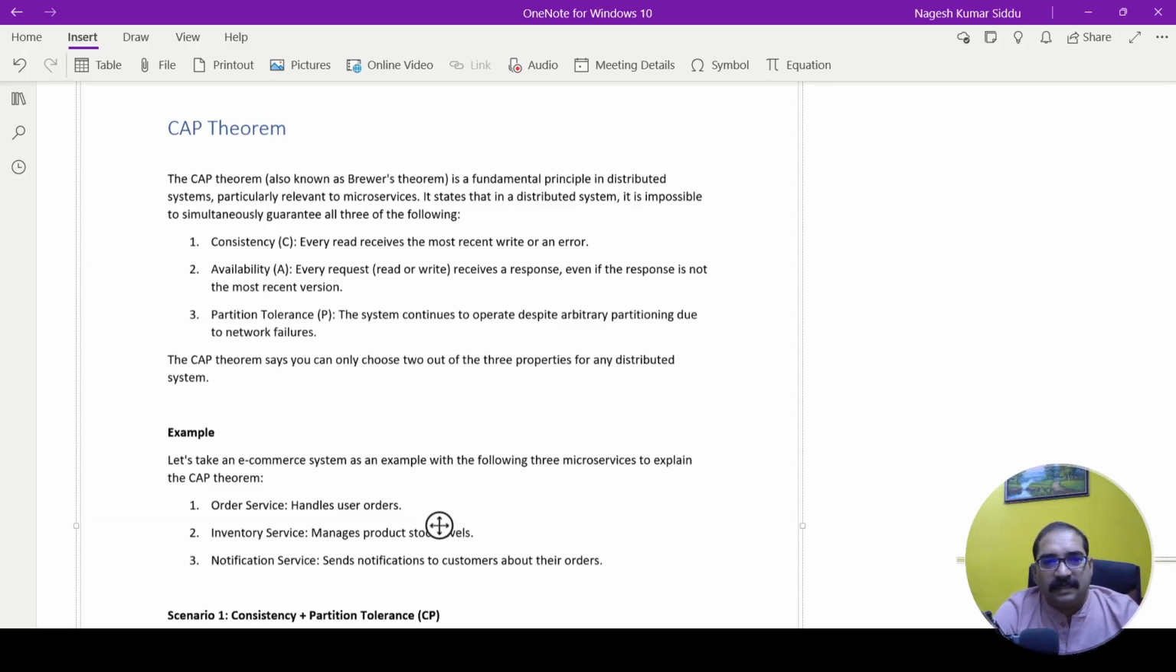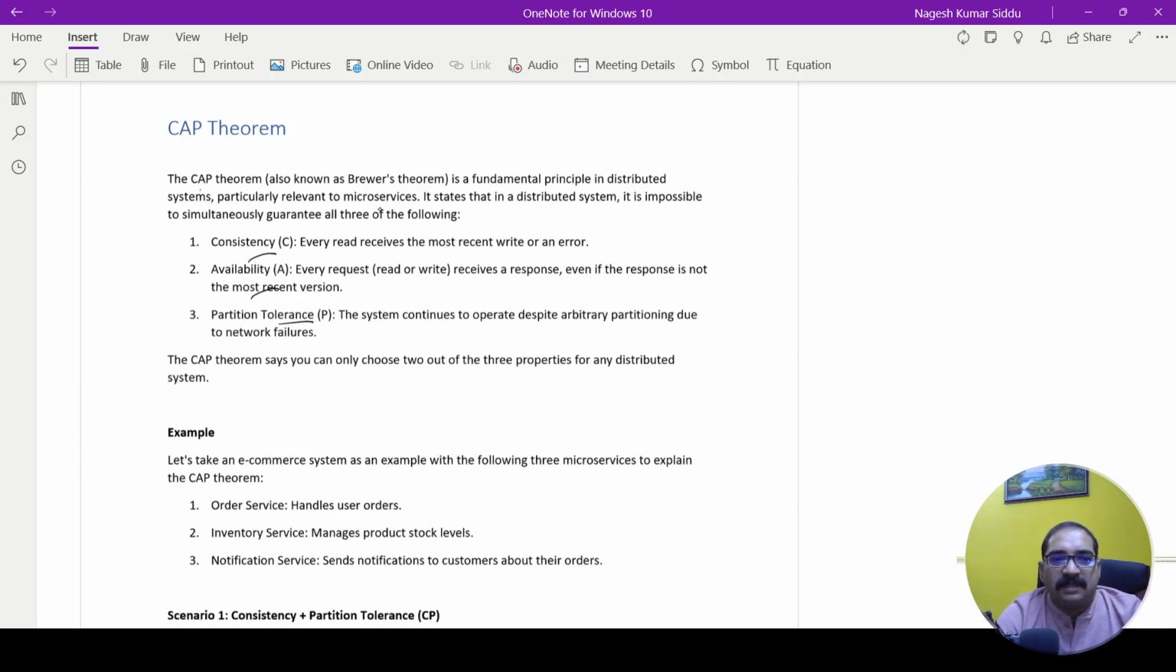In this session, let's understand CAP theorem. This is a very important theorem in microservices architecture, in microservices development. What this theorem says is that there are three aspects to consider in a microservices architecture: consistency, availability, and partition tolerance. What this theorem says is that you cannot have all three, you can have only two of them, any two of them. So let's understand what these are in detail.